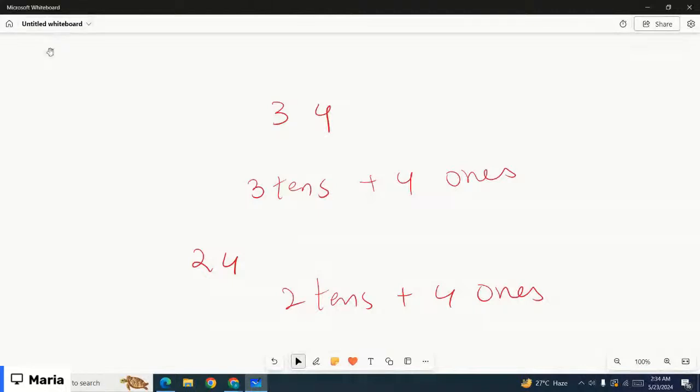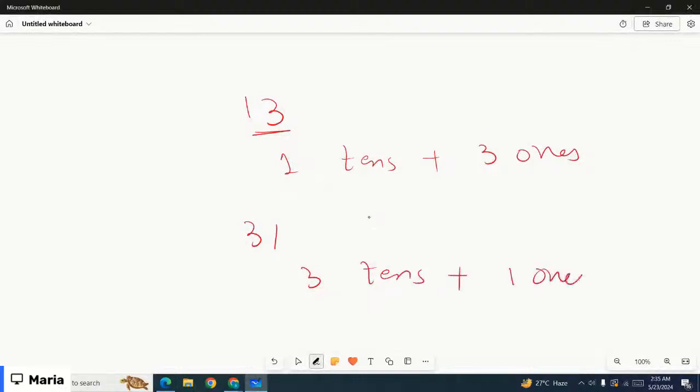The next one is 13 and 31. What is the difference between 13 and 31? In 13, you have one tens and three ones, and in 31, you have three tens and one ones. That is the difference of tens and ones, and that is a very big difference, right?